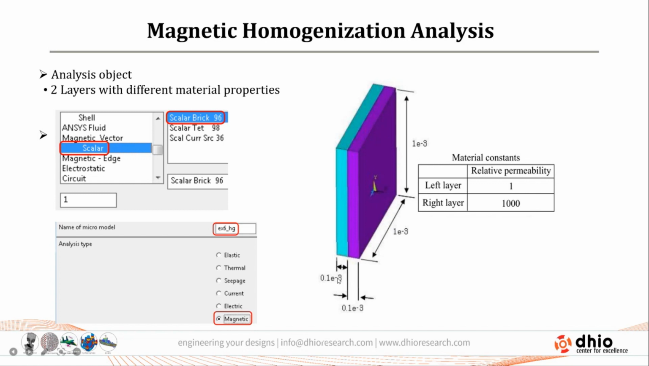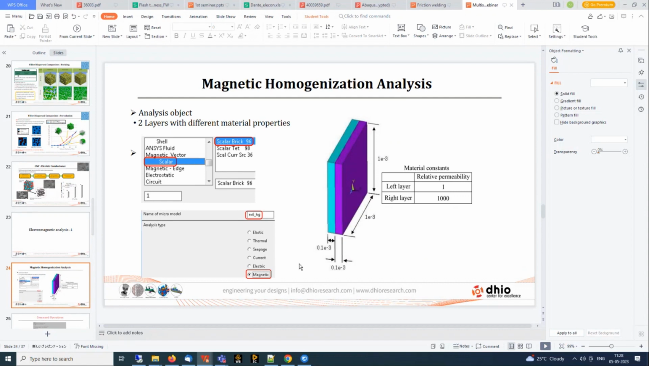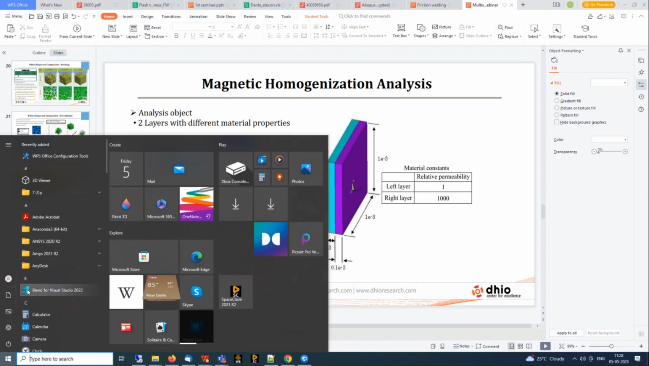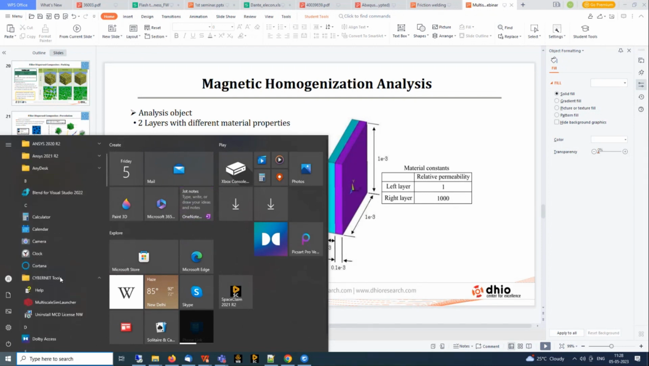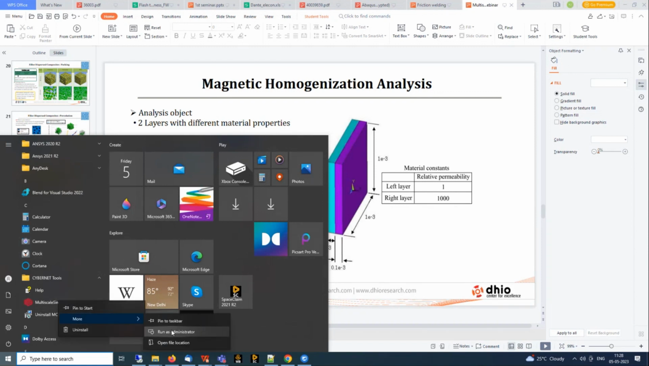This is the geometrical information available here. These are the element sizes I will be using. So we can perform one analysis. In order to analyze, we need to start the multiscale sim. By going into the Cybernet tool, if you have installed the multiscale sim, as I told, the Cybernet software is responsible for maintaining the multiscale sim. So we need to launch this multiscale sim launcher.